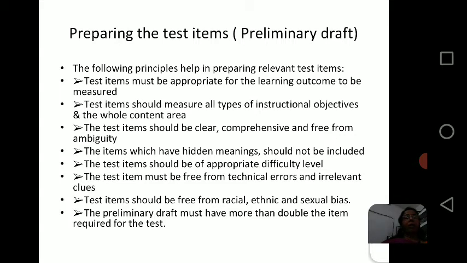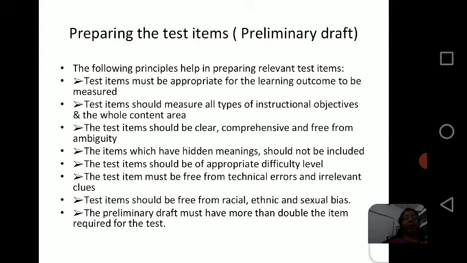The following principles help in preparing relevant test items. 1. The test items must be appropriate for the learning outcome to be measured. Okay, it is understood. Learning outcome means the objectives. Objectives after the teaching learning process is called learning outcome. Before the teaching learning process, we call it objective, and after the teaching learning process, we call it outcome, learning outcome. The test items should measure all types of instructional objectives and whole content area.